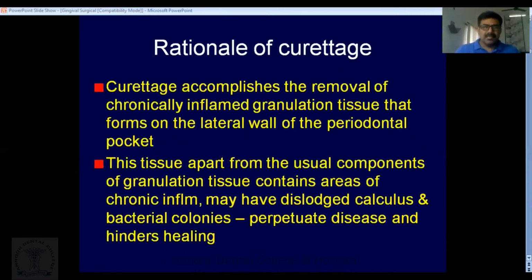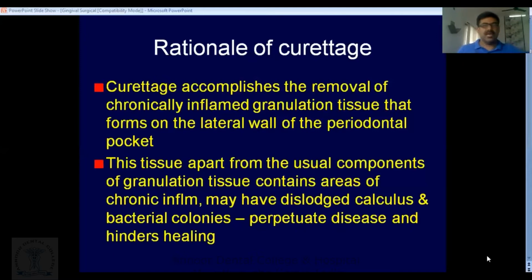Now, what is the rationale of doing curettage? The basic rationale is whenever you have a periodontal pocket, on one side on the tooth you have a lot of hard and soft deposits, while on the other side, that is on the gingival sulcus, you may find a lot of inflammatory component. It will be chronically inflamed. You have a lot of granulation tissue there, and within this granulation tissue there will be a lot of microbial deposits. You may have dislodged calculus. All this can perpetuate or continue the inflammation. So basically, before doing a surgery, you want to clear off all the inflammation in relation to the gingiva.